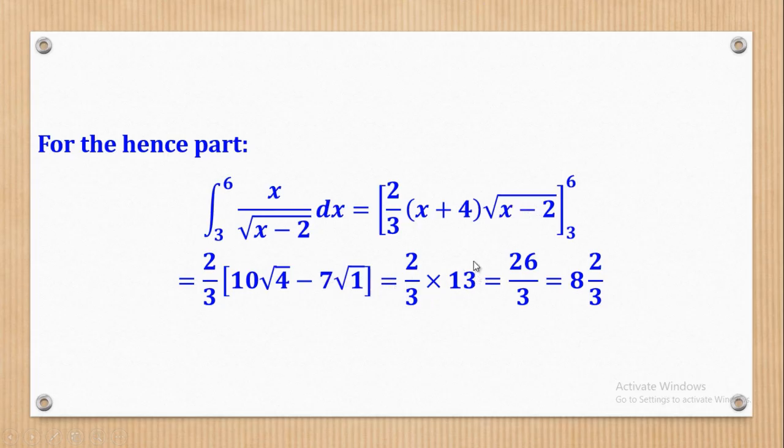When I simplify further, I'll come up with this. Remember, square root of 4 is 2. This gives me 20. And square root of 1 is 1. So I'll get 20 minus 7 to give me 13, which is this. When I multiply, I'll come up with 26 over 3. And I can reduce it to 8 whole numbers, 2 over 3.